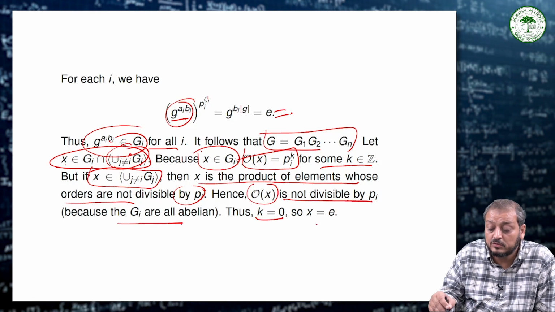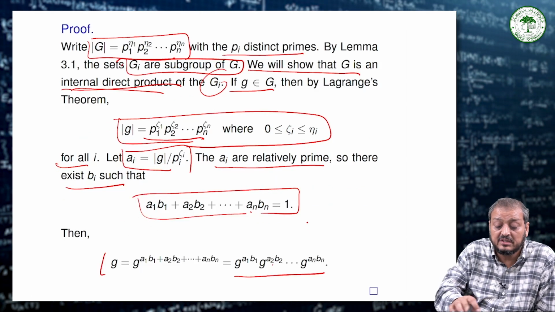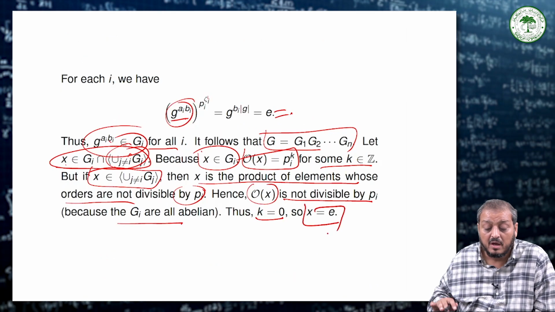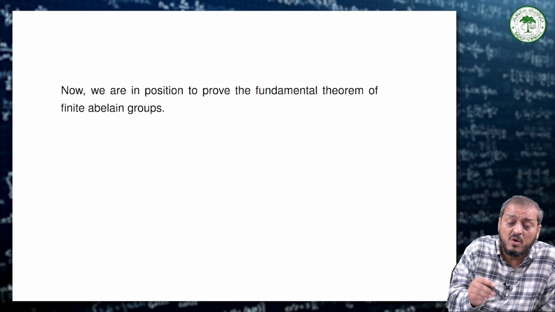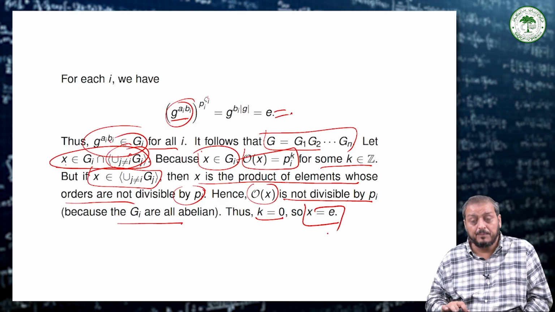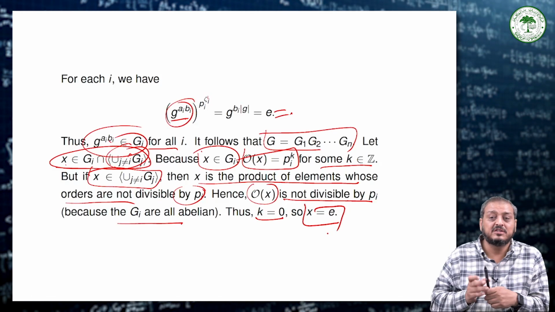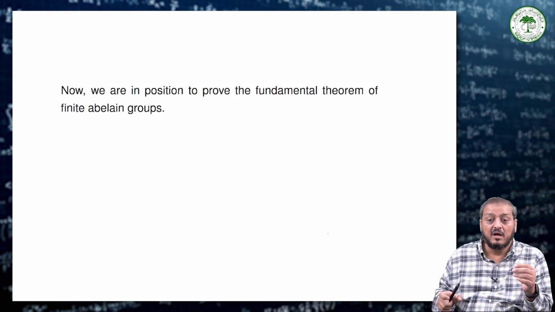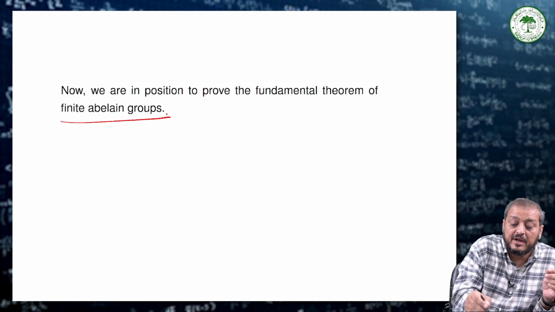If k must be equal to 0, then clearly x is equal to the identity. Now this completes the proof of the series of lemmas, and now we are in a position to prove the fundamental theorem of finite abelian groups.